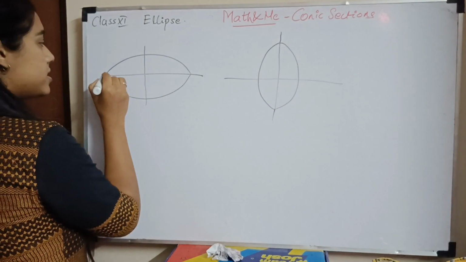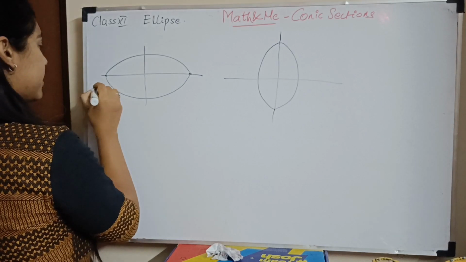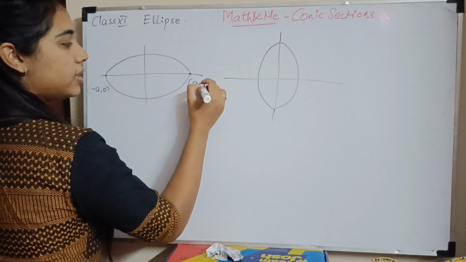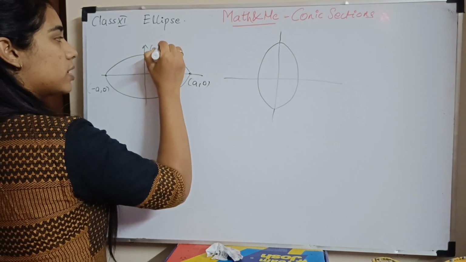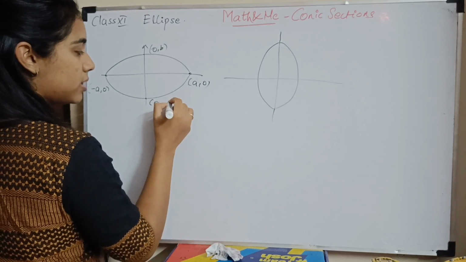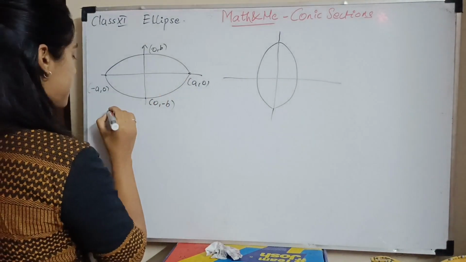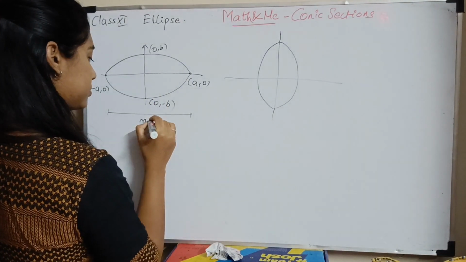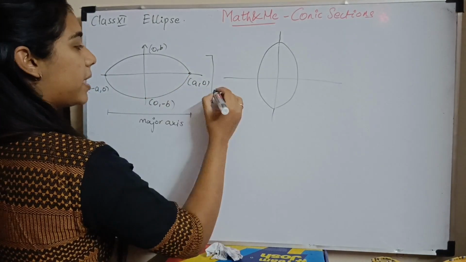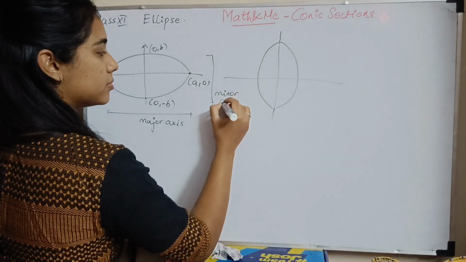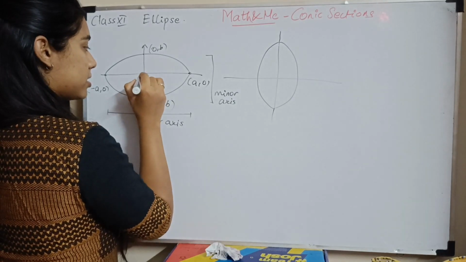Okay. So the points which lie on the x-axis, I call them minus a, 0 and a, 0. On the y-axis, I'll call them 0, b and 0, minus b. So these points are my vertices. Okay, so this is my major axis and this is my minor axis. So, this is my center.